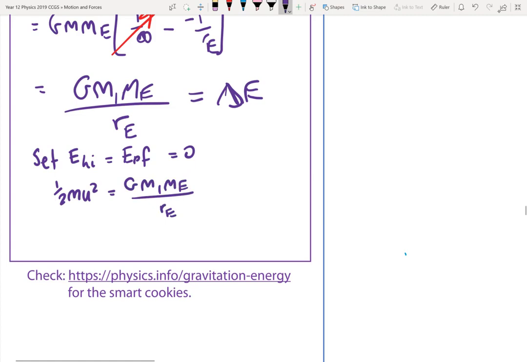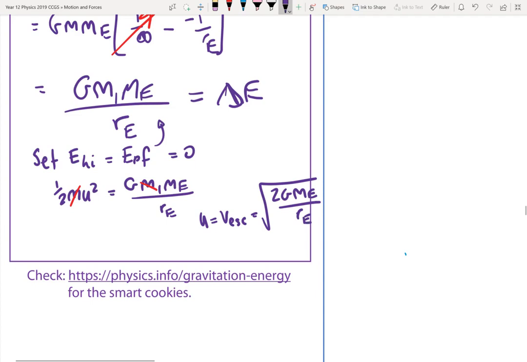R_E. Marcus, what are you doing? That's our potential energy that we need to remove. Not squared. Keep your radical ideas to yourself. We times both sides by 2 and then take the square root. We get u equals v escape equals square root of 2G M_E on R_E.